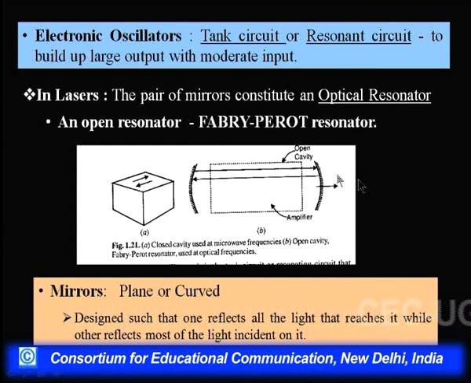Here we have two mirrors, and in between them we have the active medium. The light from one side passes through the medium, and from the other side the laser light comes out. The mirror may be plane or curved, and designed such that one reflects all the light that reaches it, while the other reflects most of the light incident on it. So we prepare this type of cavity to get the amplification of the light.